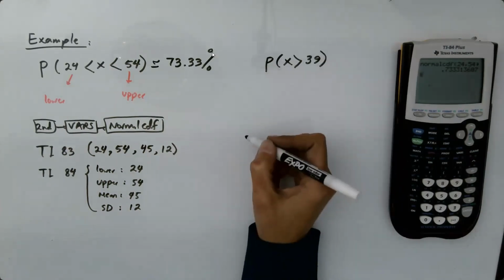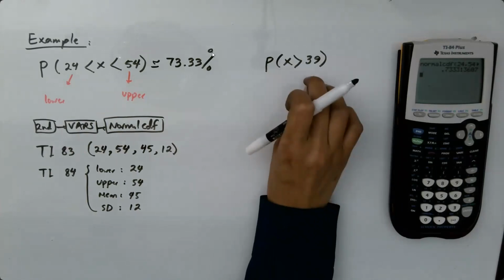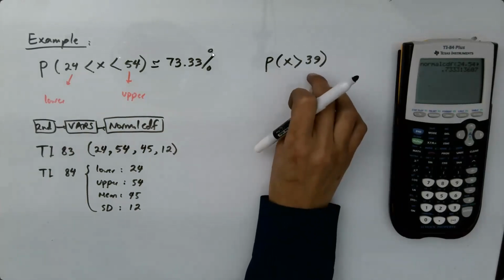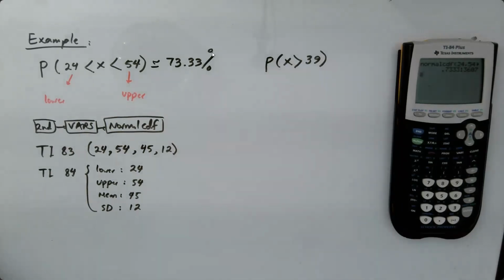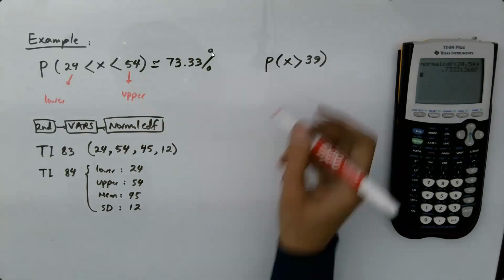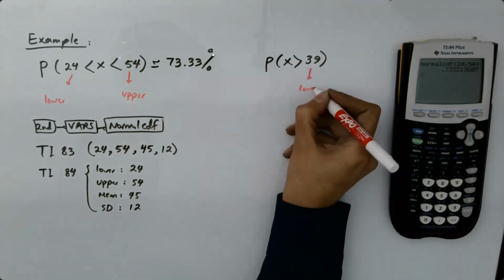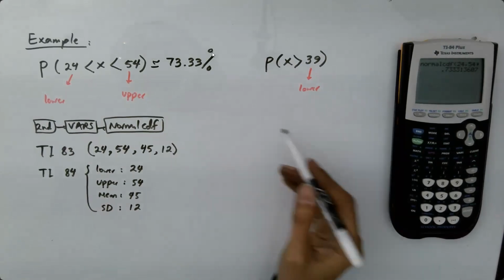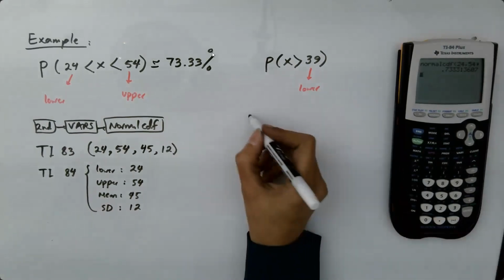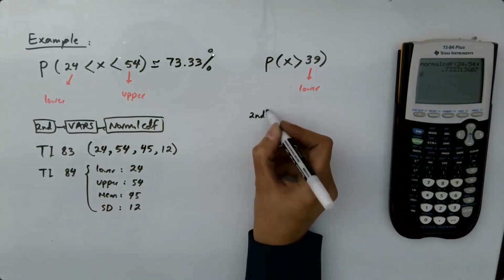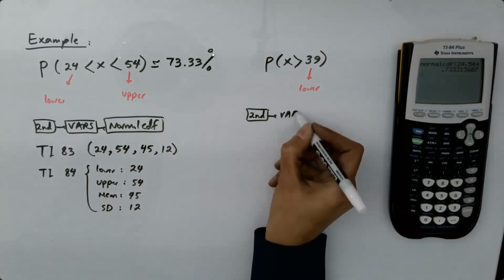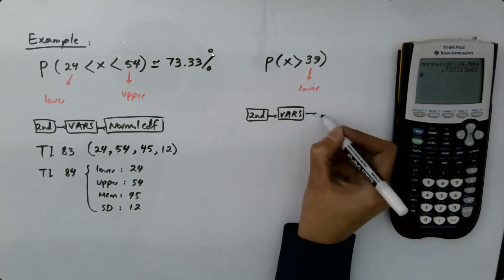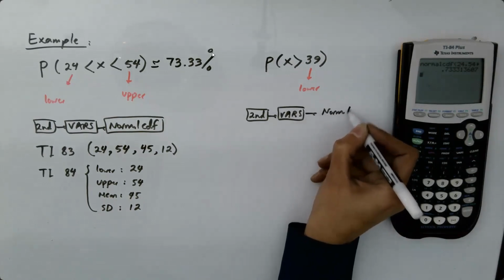minutes in the store? More than means that your lower limit is given. This is your lower limit. The upper limit must be a large positive number. Why is that? Because the graph continues. So, second VARS, normal CDF.